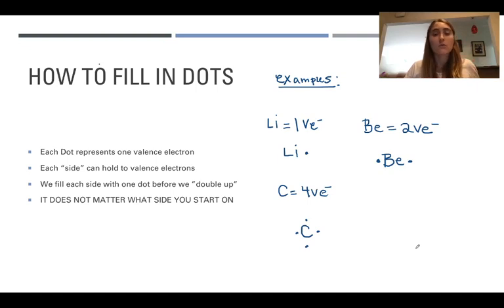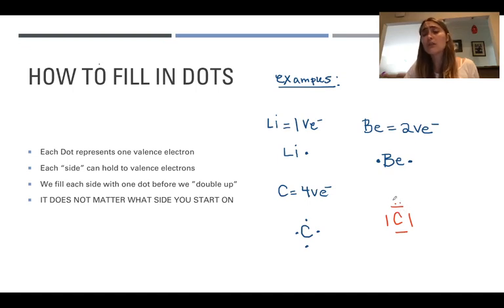Okay. So this is going to provide you with sort of a checklist almost of how you fill dots in on your chemical symbols. Again, each dot represents a valence electron. If I'm talking about sides here, let's say I'm looking at carbon, this is a side, this is a side, this is a side, and this is a side. There are 4 sides, and each side can hold up to 2 dots on it. Okay, so I can have a total of 8 valence electrons around one chemical symbol. No more than 2 dots on each side.